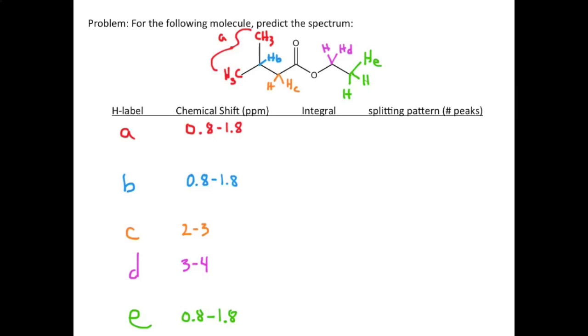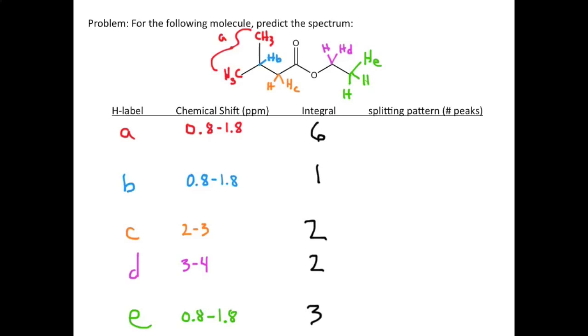Good. Now let's look at the integral. What is the ratio of the peaks? This is quite easy. I just have to count how many equivalent hydrogens I have here. So how many do I have in red? 6. My ratio is 6. 1 in blue, 2 in orange, 2 in purple, and 3 in green. So my ratio is 6 to 1 to 2 to 2 to 3. Again, very simple.